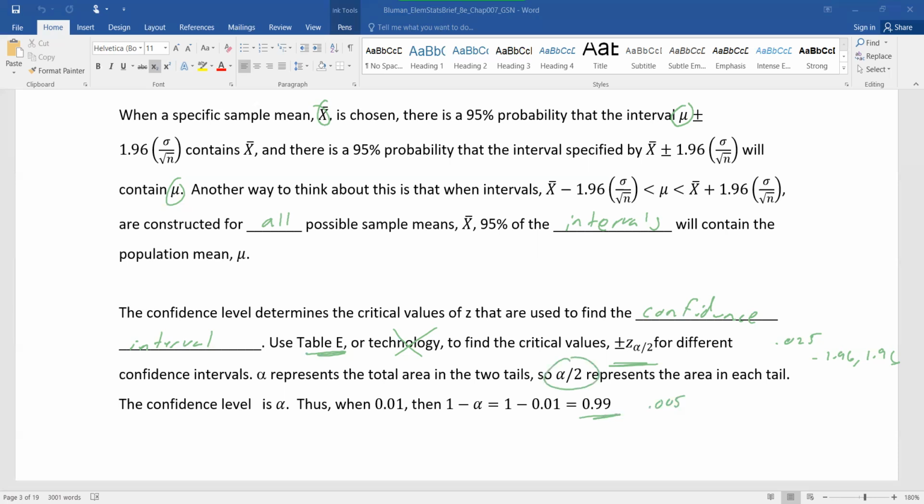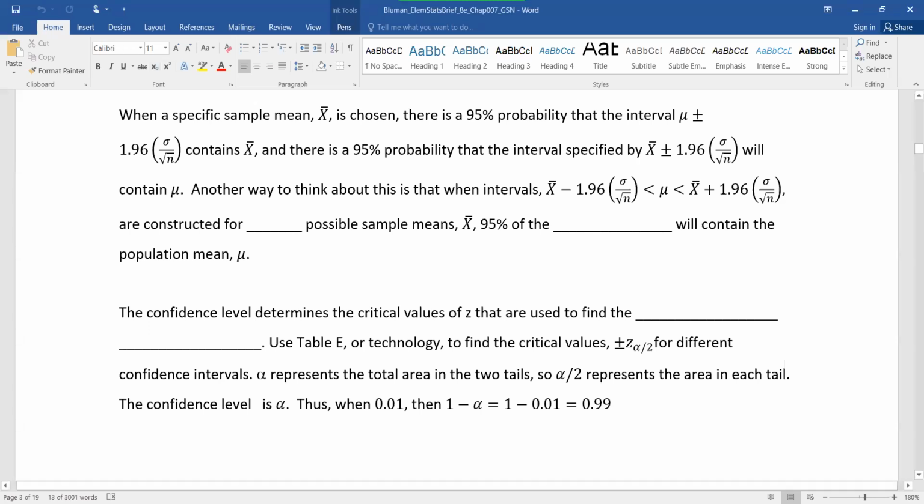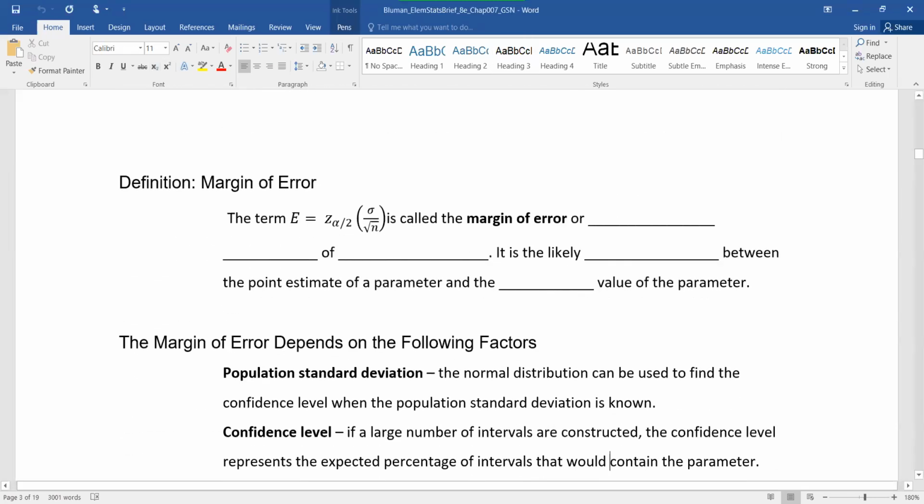Questions on what this means here or any of this? Your confidence is going to be your percent or your probability or your area under the curve. Subtract it from 1 to see what you have left over. Divide that by 2. Then that will tell you what area you're looking for on the left, and it's just going to be the positive version on the right. You good with that? Okay. We'll definitely do some examples. Did y'all get a table?